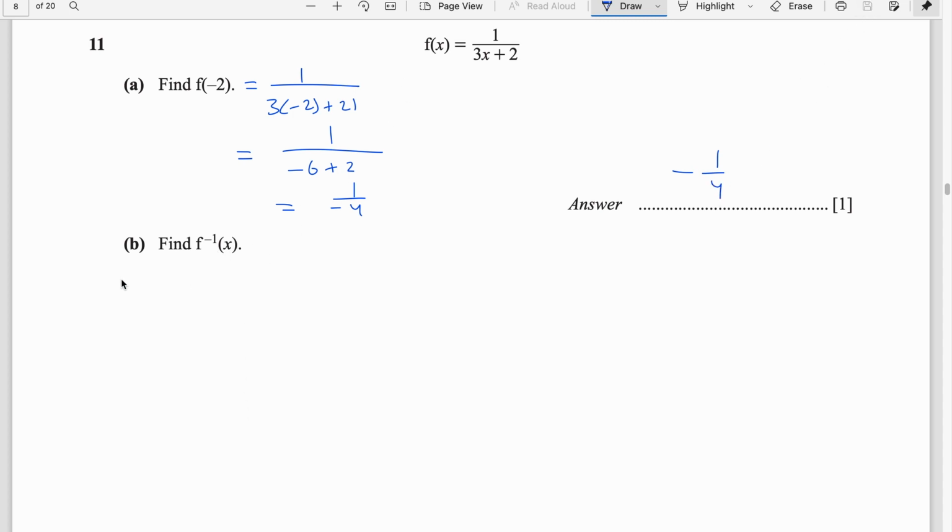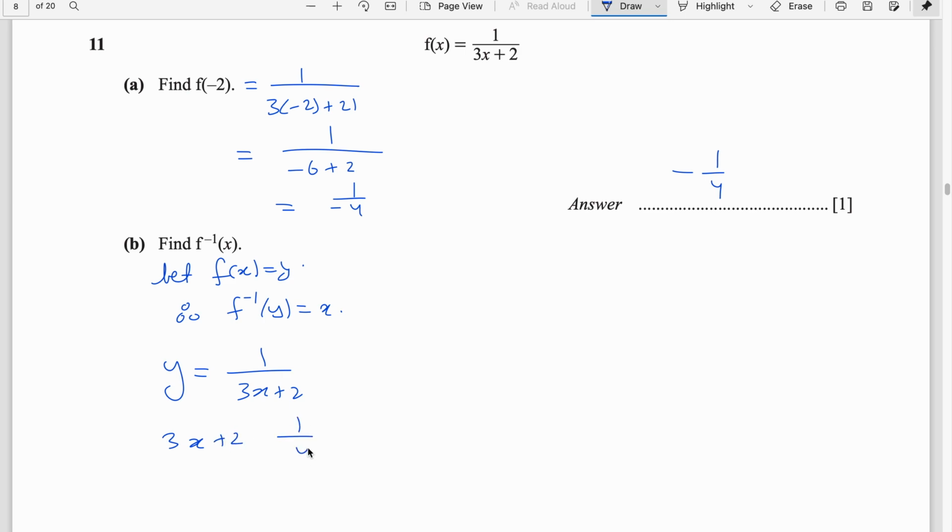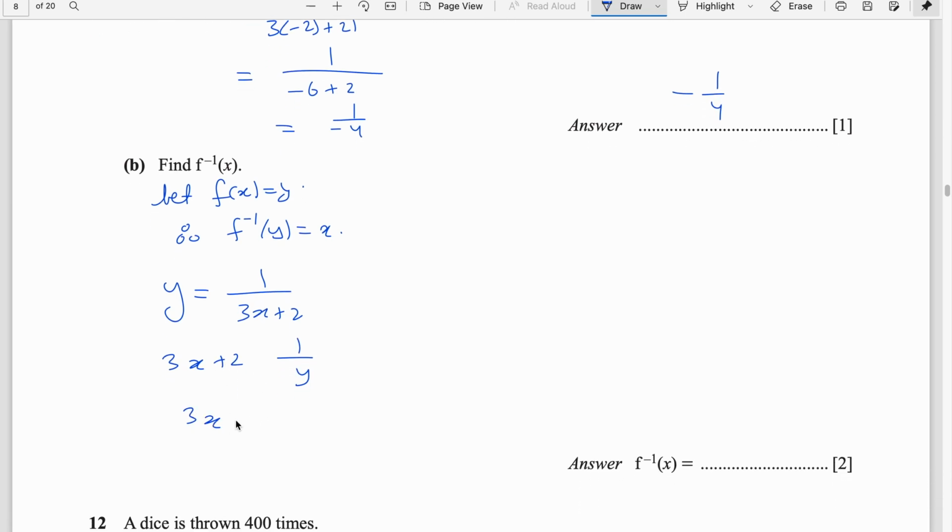F inverse. So let f of x be equal to y. Therefore, f inverse y would be equal to x. So we make it the subject, equate it with y. y is equal to 1 over 3x plus 2. To find the inverse, we make x the subject. We swap them. 3x is equal to 1 over y minus 2. x is equal to 1 by 3y minus 2 by 3.